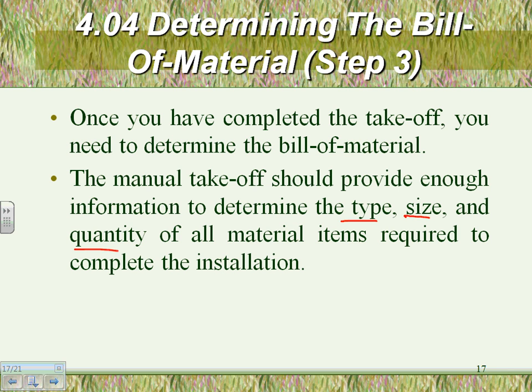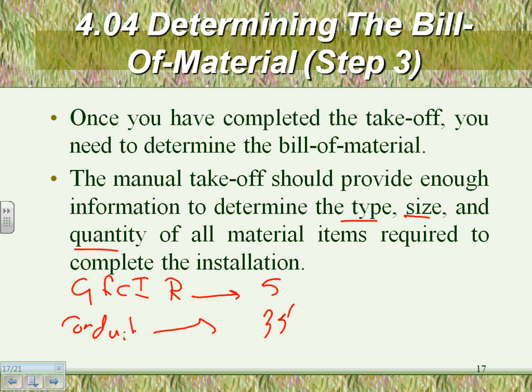GFCI receptacle, 5 of them. So if I have my GFCI receptacle and the number, I have 5 of them. If I'm taking conduits, I have 35 feet of 3/4 of an inch EMT. That's enough information. 35 feet, 3/4 of an inch EMT, enough information to get a price for it.